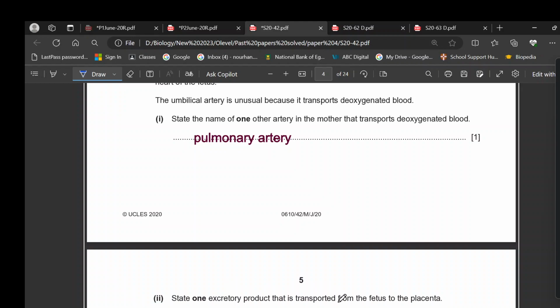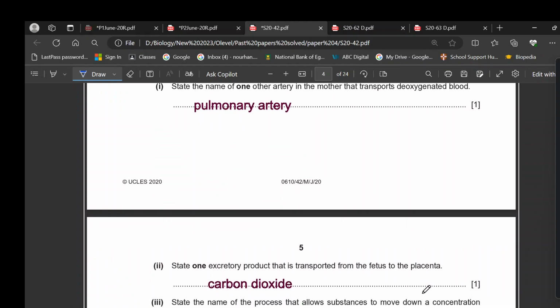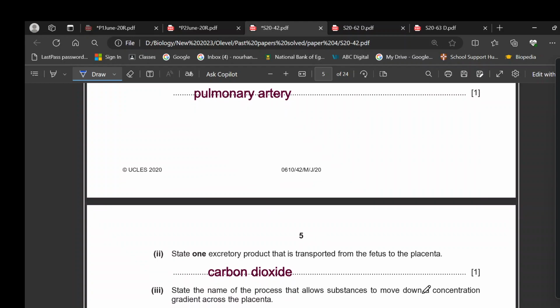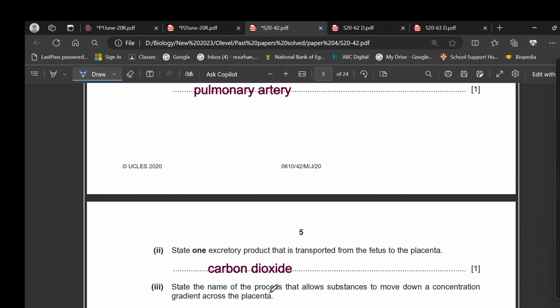One excretory product that is transported from the fetus to the placenta, to the mother. I can say carbon dioxide, I can say urea, any waste product that comes out of the baby to the mother. State the name of the process that allows the substance to move down the concentration gradient across the placenta.